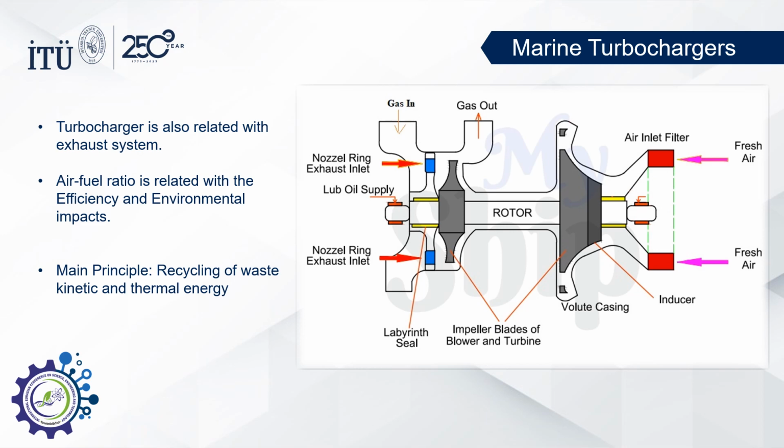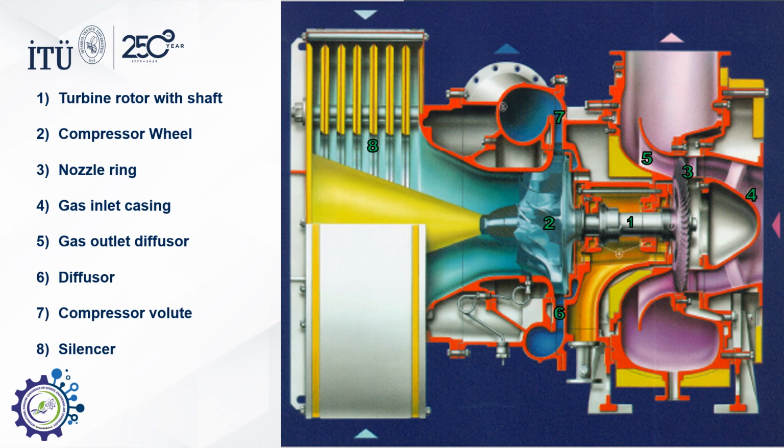I will try to explain the most commonly used turbocharger system. These are some essential parts of a marine turbocharger. Exhaust gas released from the engine is channeled to the inlet casing, which you can see as number 4, and by means of the nozzle, the gas is expanded and accelerated, which serves to convert energy into rotational movement by number 1, and the motive force of the turbine directly drives the compressor impeller, which is number 2.